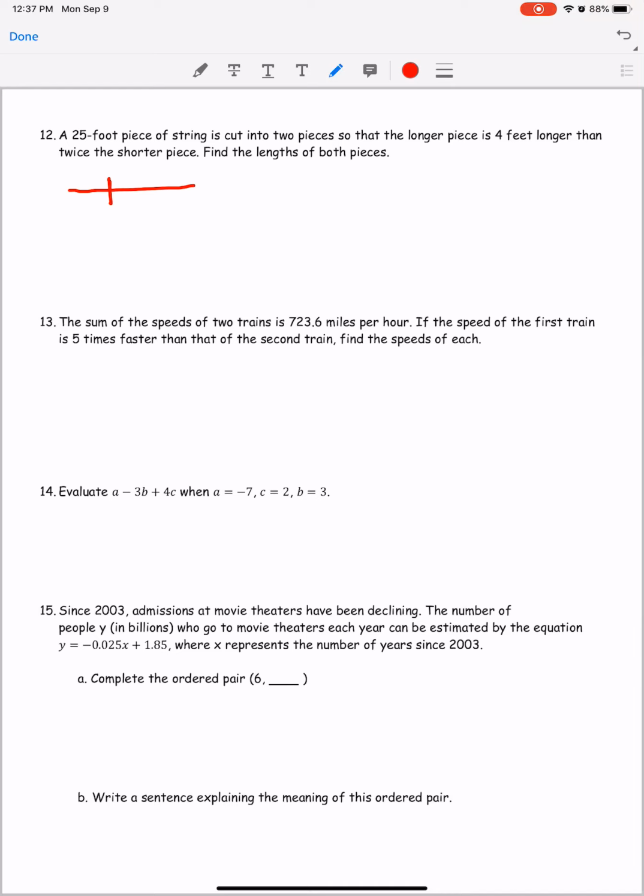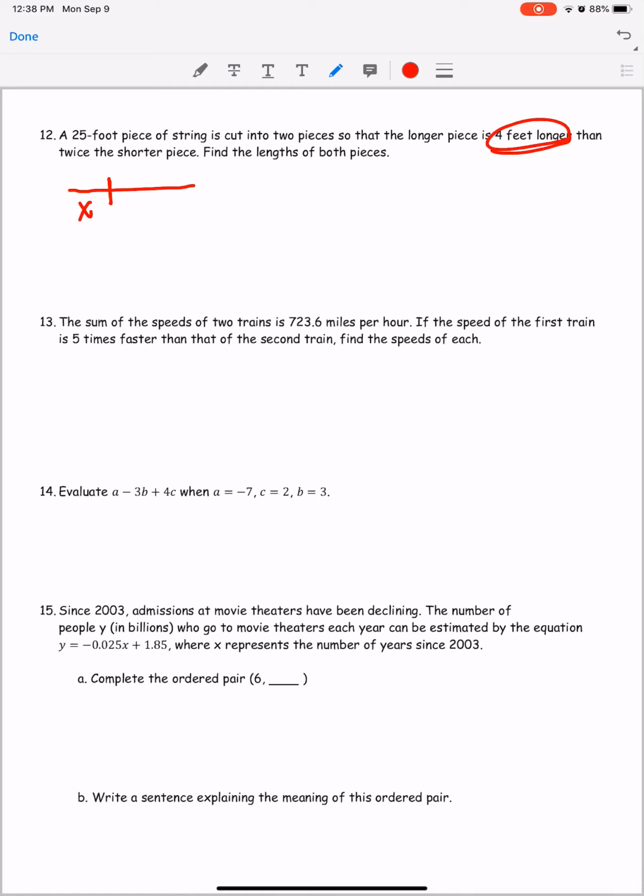My short piece, I don't know anything about, right? It says the longer piece, blah, blah, than the shorter piece. I don't know anything about that short piece. So your short piece is x. So then how do you represent that the longer piece, this one here, is 4 feet longer than twice? Now, because this is a plus, it really doesn't matter what order you do this in.